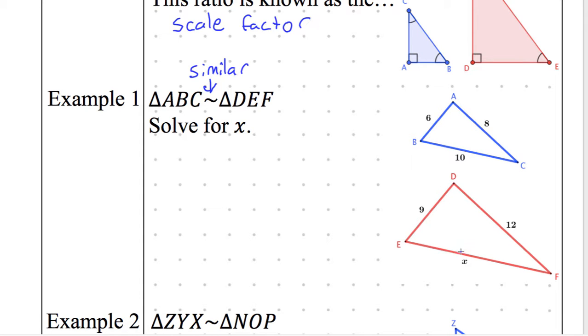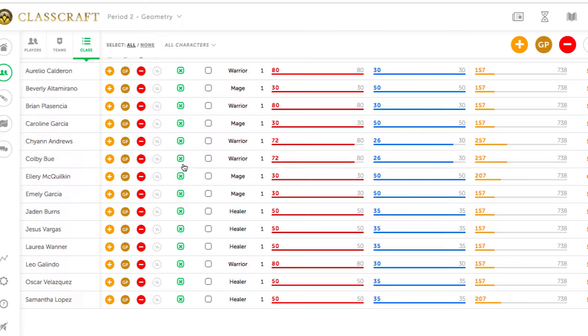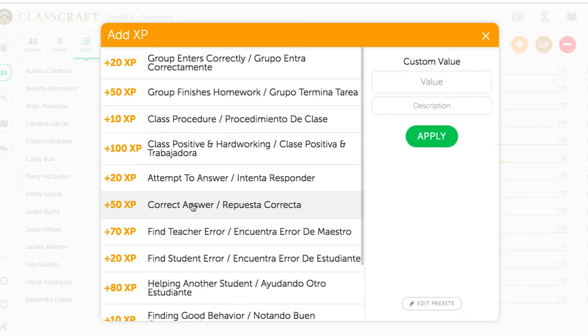All right, so I'm going to set up at least two ratios. One with x. So I'm going to say x on the top, and what does x match with? This x matches which of these three lengths? Quiet raised hand. Caroline. 10. Thank you. Turn in your card. Caroline, you got XP. Thank you for participating.